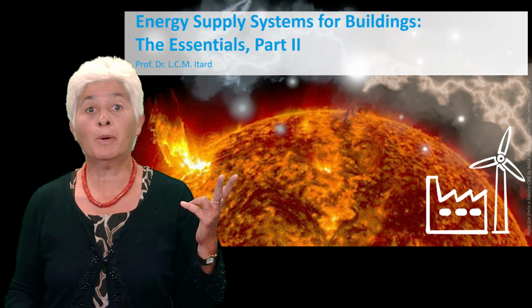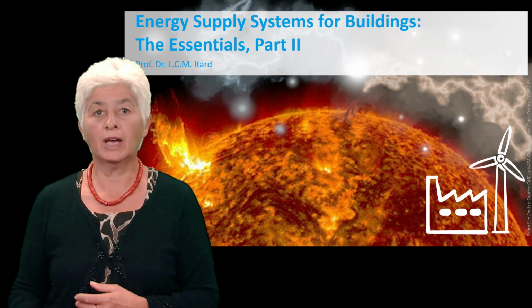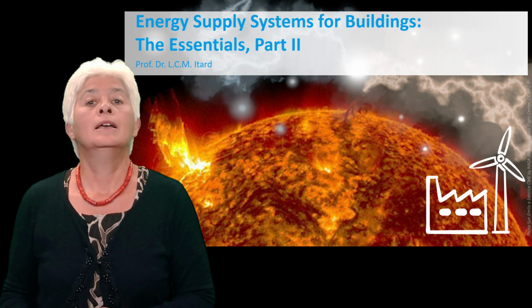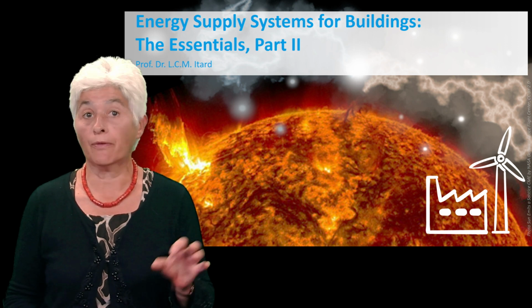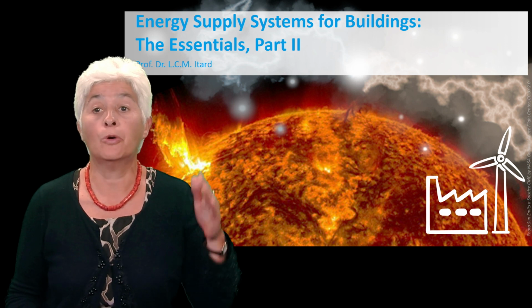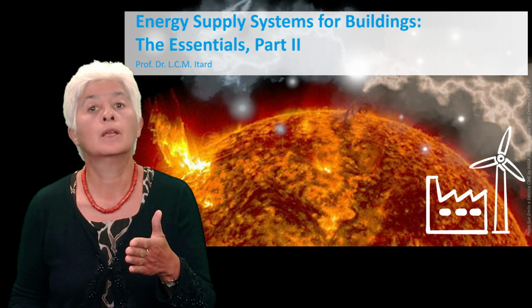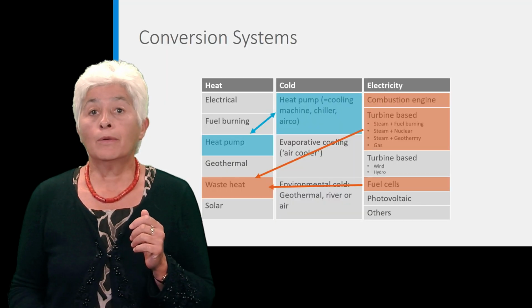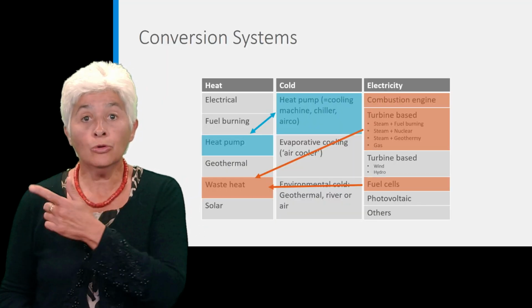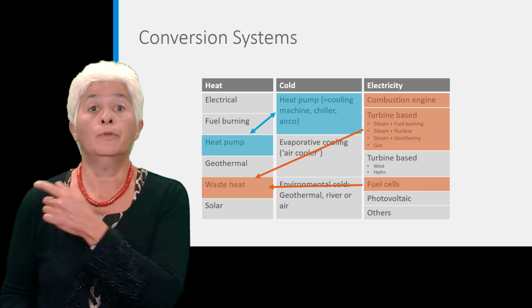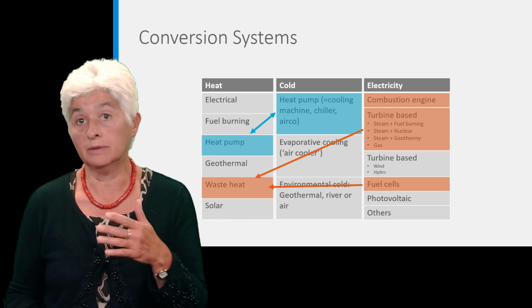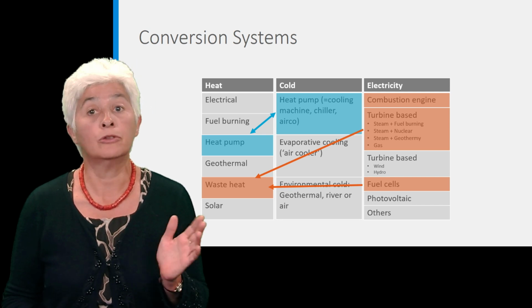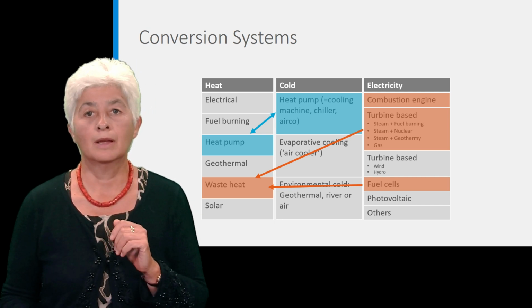Welcome to the third part of the essentials of the course Energy Supply for Buildings. In this third part you will learn about key characteristics of energy conversion systems for heat and cold. We will therefore address only the two first columns of this table describing the different ways of producing heat, cold and electricity. Electricity and waste heat are addressed in another lecture.